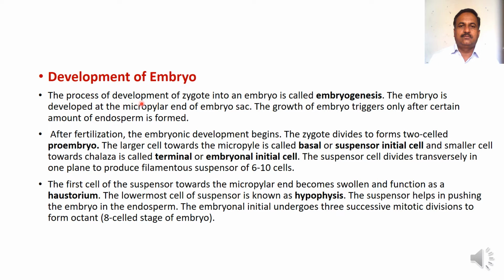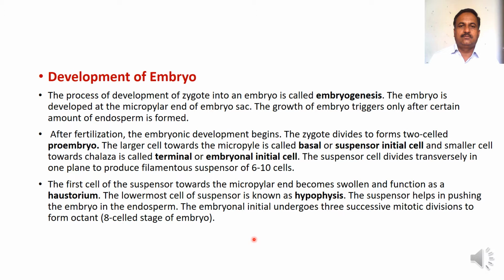The process of development of zygote into an embryo is called embryogenesis. The embryo is developed at the micropylar end of the embryo sac. The growth of the embryo sac is triggered only after a certain amount of endosperm is formed. After fertilization, the embryonic development begins. The zygote divides to form a two-cell proembryo.